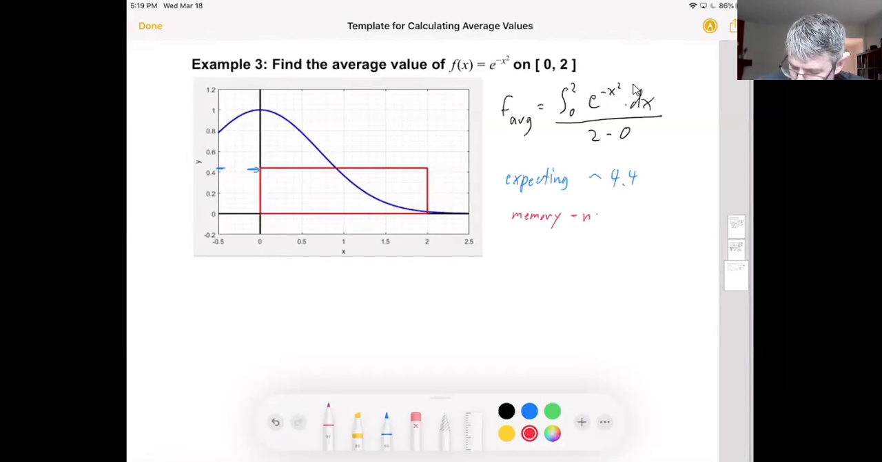And the answer is no. Can we do algebra to evaluate the numerator, that is? And the answer is no.